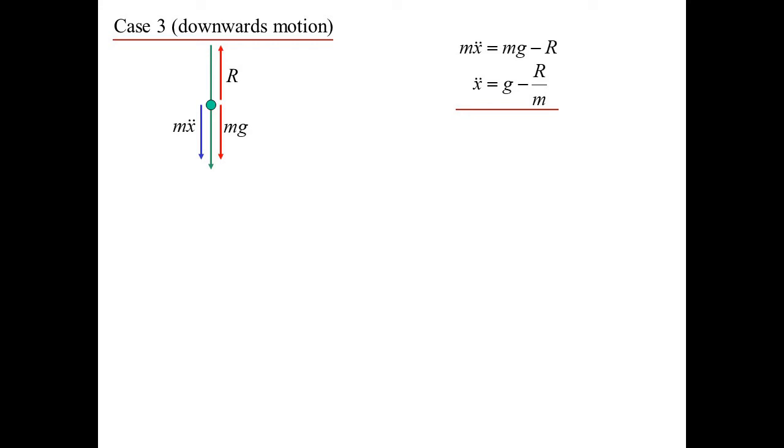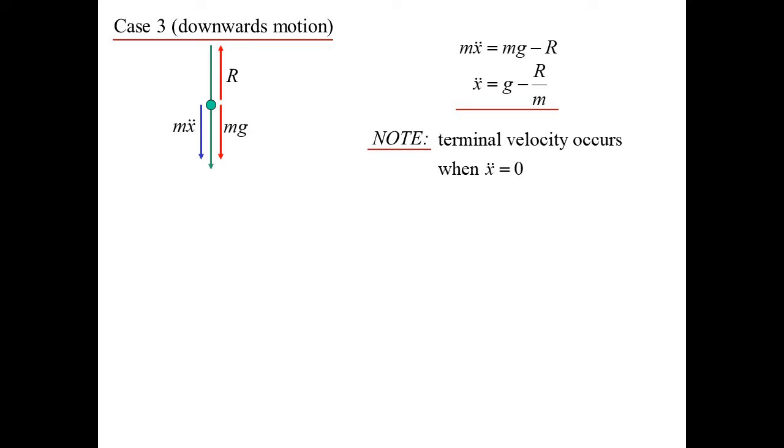Downwards motion. So now we're travelling down, so I'll define down to be the positive direction. We've still got the force due to gravity, and resistance now will be in the opposite direction. So we get a similar equation, but now mg is positive because it's in the direction that we're travelling. Then we divide through by m and we get some sort of equation. But that's pretty much it. One of those three cases is pretty much what we're going to have.